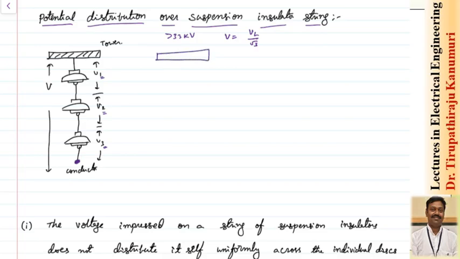Here there is a conductor, here there is another conductor, and between them some insulator is there, that forms a capacitance. So because of this the capacitance will be formed. Let us assume the capacitance of each disc is C, because capacitance is independent of the voltage that is applied. This capacitance is called mutual capacitance, or it is also called self capacitance.